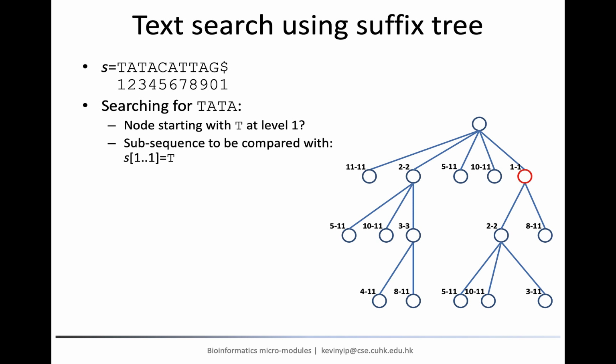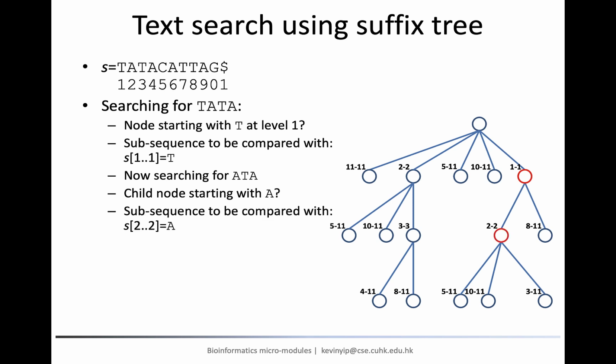Next, we should check the whole subsequence represented by this node, and in this case, it is S1.1, which is T. This whole subsequence matches the beginning of what we are searching for, and therefore, we can continue the search with the remaining of the query, which is ATA. To do that, we ask whether the current node has a child that corresponds to a subsequence starting with A. The answer is yes, and this node corresponds to the subsequence 2.2, which is A.